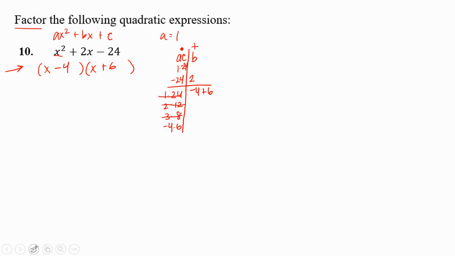Now, if you want to do it the other method, which was grouping, which we started last week, I'll show you how to do that as well. So we still have the same quadratic, x squared plus 2x minus 24, which is in standard form, ax squared plus bx plus c. Doing the same table, ACB. A was 1, C was negative 24. When we multiply them together, we get negative 24. B was a positive 2.